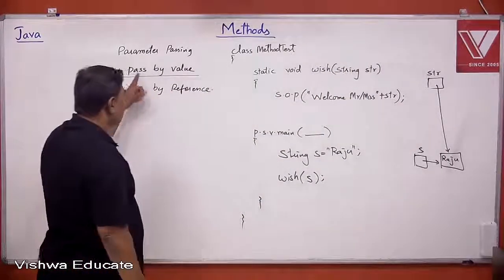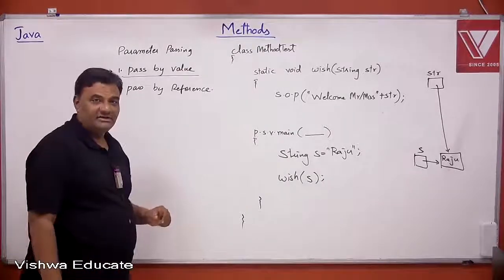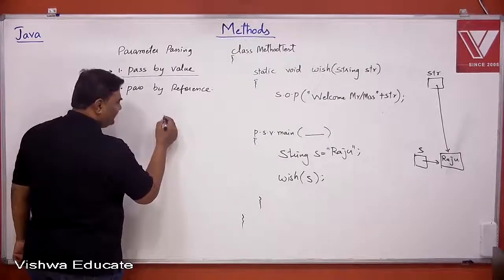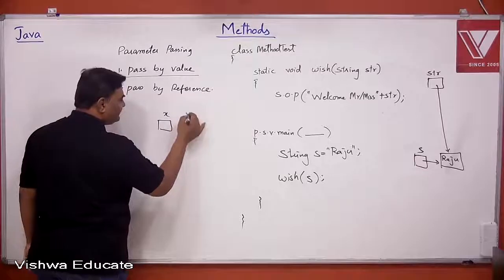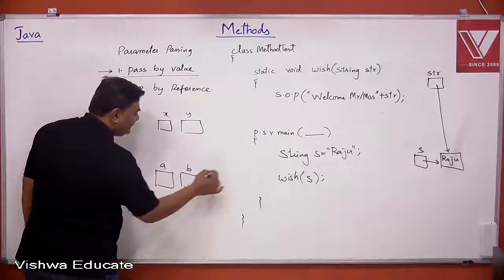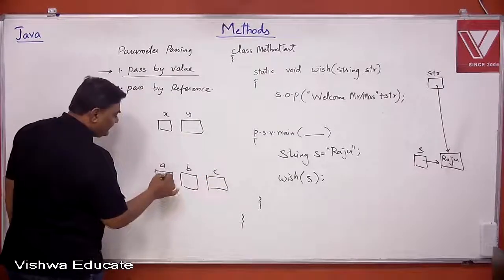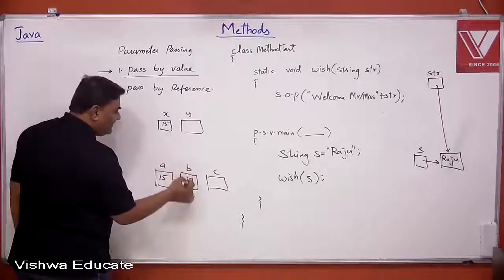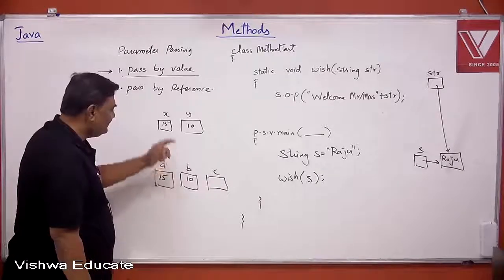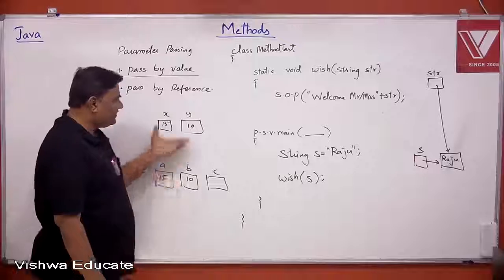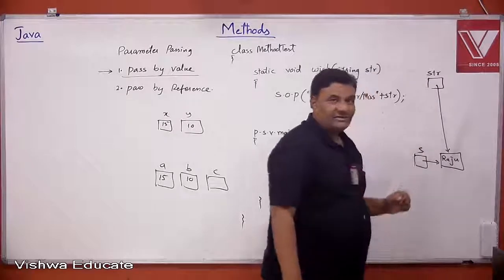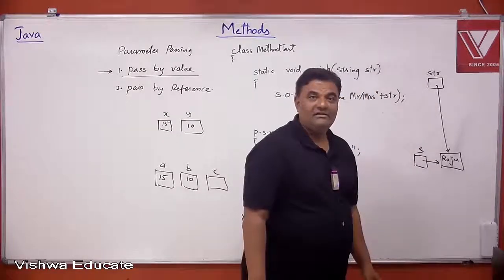Now let us see whether there are two methods or just one method in Java. Let us check. Just now we took one example where we had variables x and y. Recall this one. We had variables a, b and c, with values 10, 15 and 10. So 15 was copied here, 10 was copied here. The value inside this variable is given to this, and the value inside this variable is given to this. So this is called by value. But here we are saying that the reference to this object is given to that one, so we say this is called by reference.